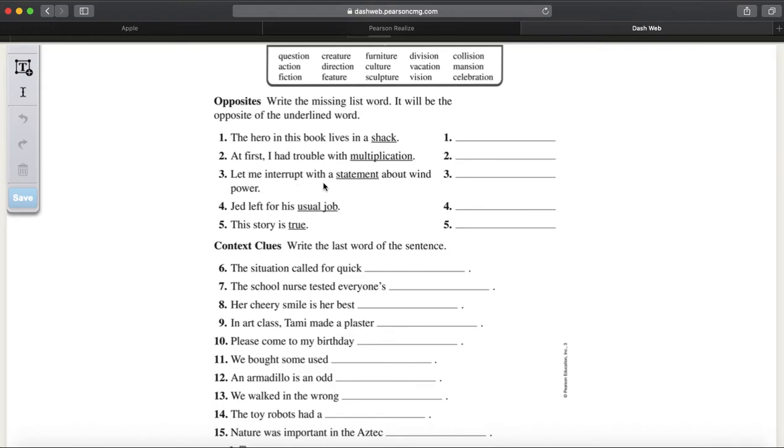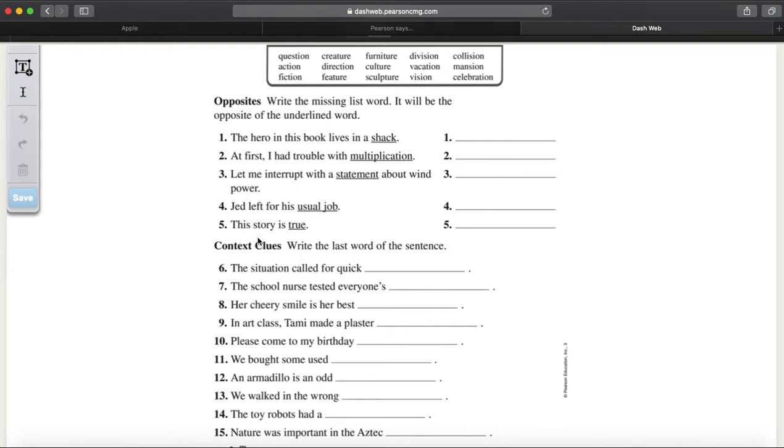Let me interrupt with a statement about wind power. What's a statement here? A statement is a word or a sentence or something that you want to say. So statement may be the opposite of the word question. You have a question and statements. Okay, number 4. Jed left for his usual job. What's the opposite of job? Job is to work every day and go to work. So the opposite of work is to have something that we all really like. It's a vacation.